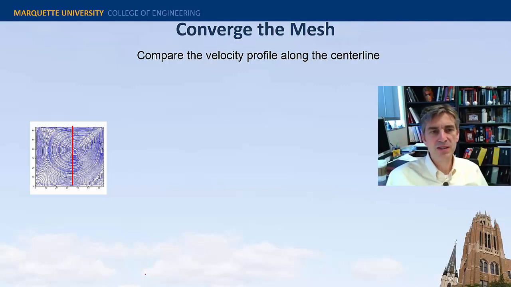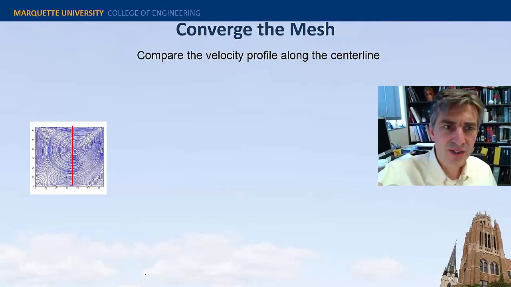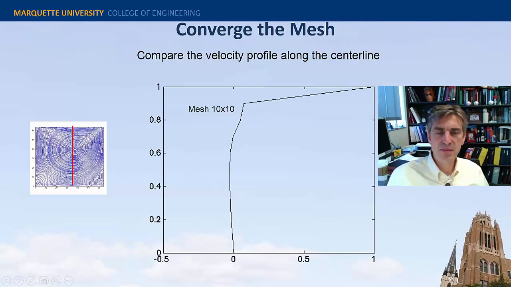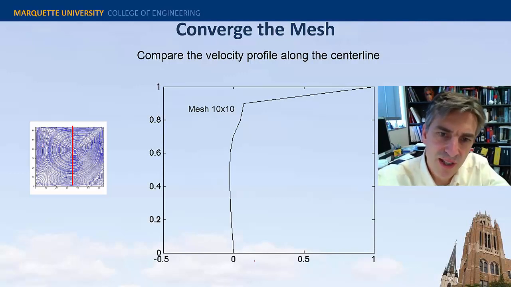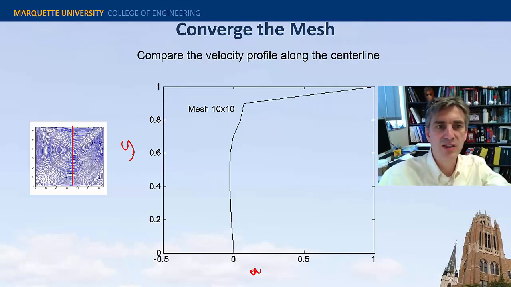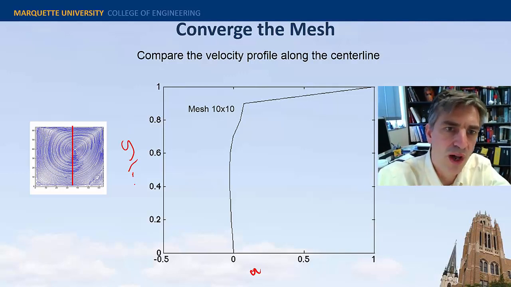And a nicer way to do it is maybe to take a cross-section. So here's the domain here, and that red line represents a cross-section across the domain. I'm going to plot the velocity profile there. So for the 10 by 10 mesh, it looks something like this. Boy, I guess I should have labeled these axes. This is the U velocity, and this is the y direction, the dimensionless y. So this is actually y over d.